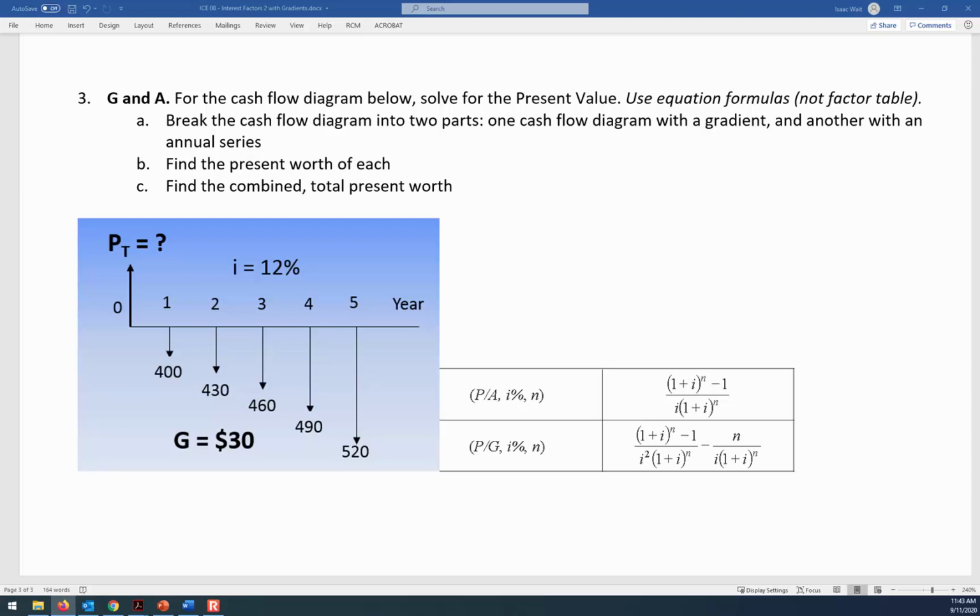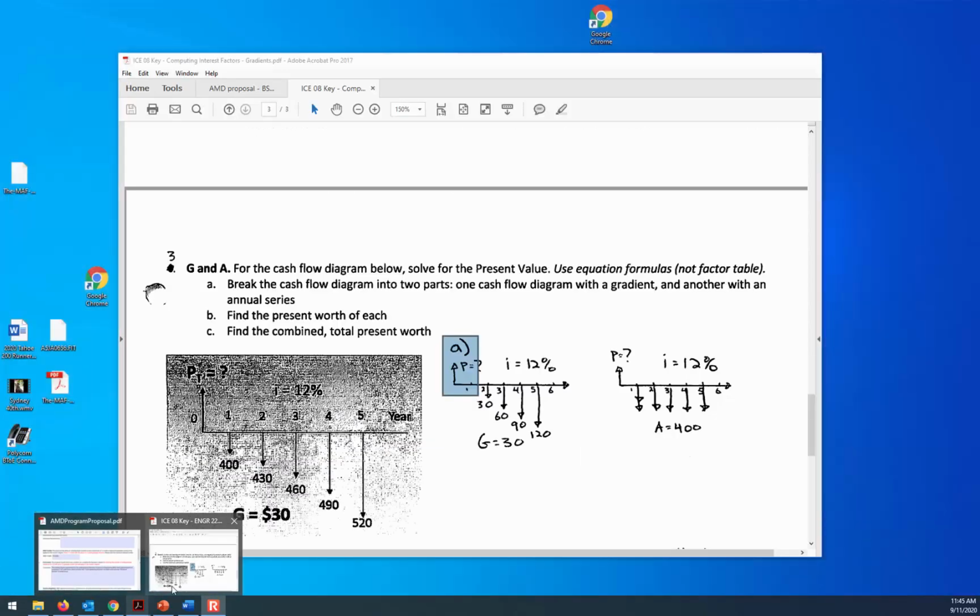Harry's got it. Okay, so Harry weighed in with the correct amount of the present value due to the annual series component. Let's look at the present worth of that part of the solution.